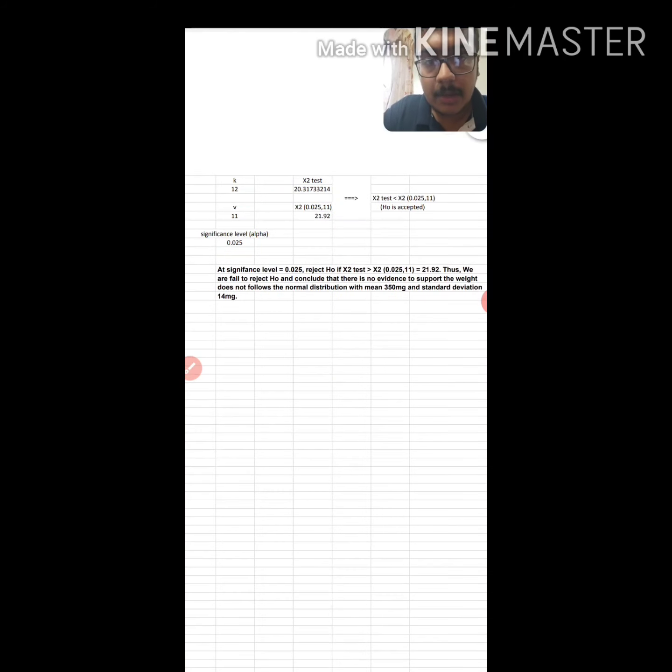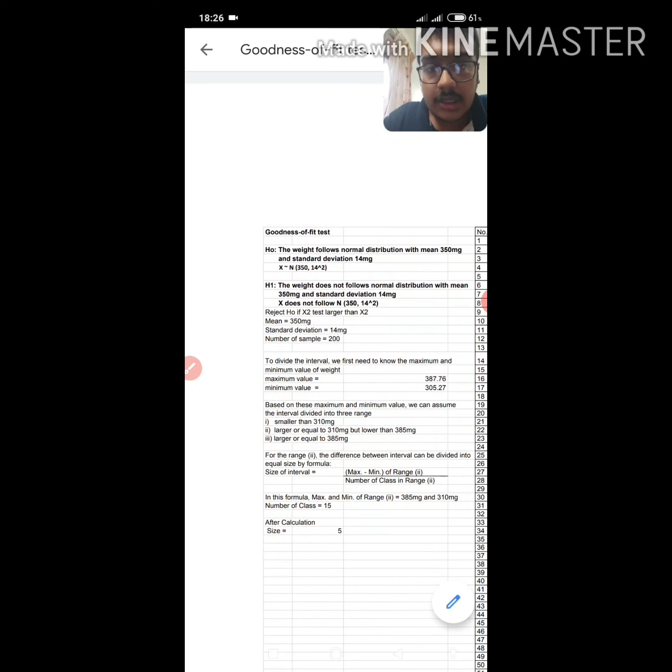Thus our chi-square test value is less than the chi-square value at the 0.025 significance level from our statistical data booklet table. So we will accept our H0, and thus we do not have sufficient evidence to reject H0. Thus we accept the claim that H0, that the weight follows the normal distribution with a mean of 350 mg and a standard deviation of 14 mg.